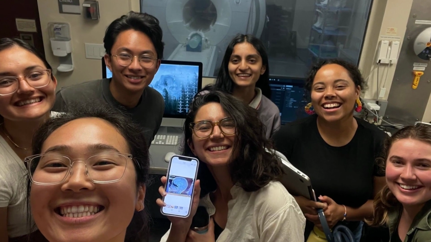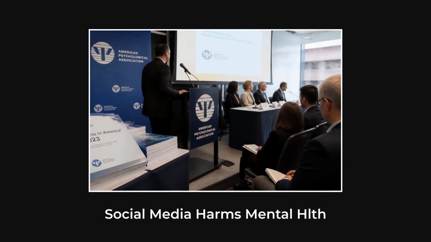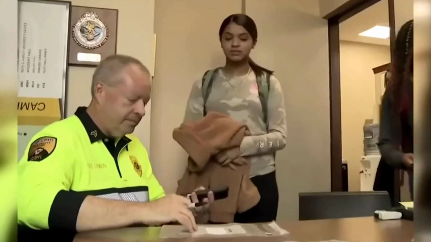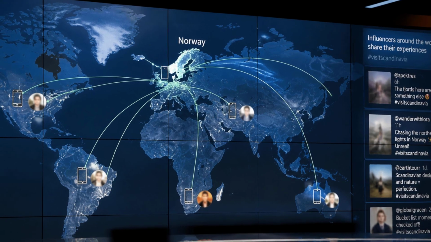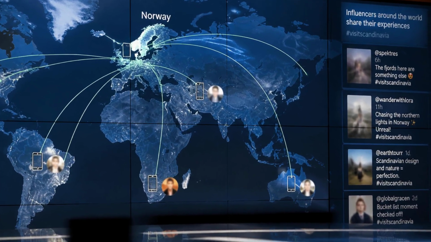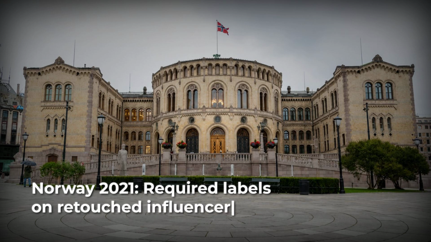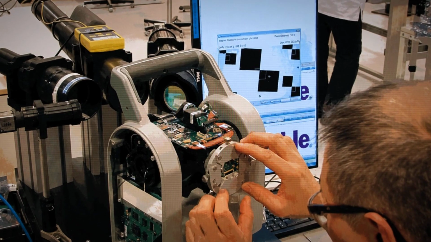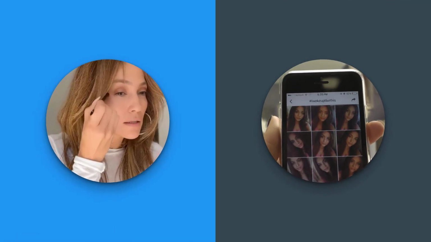A 2020 study found that editing selfies directly correlates with higher body dissatisfaction. The psychological impact is real. The American Psychological Association reported that cutting social media use by half for just 3 weeks significantly improved appearance esteem in young adults. This pressure has even prompted international legal action. In 2021, Norway passed a law requiring paid influencers to label any retouched images with a standardized government warning. What started as a clever engineering fix for low light has quietly altered how we view our own faces.